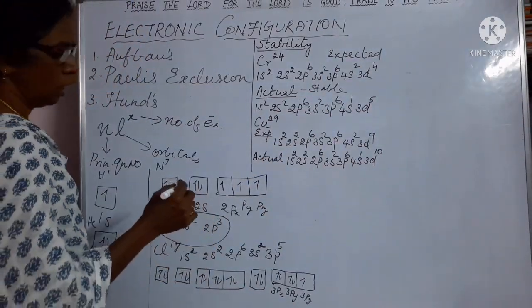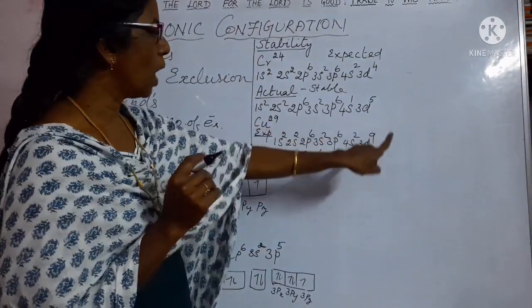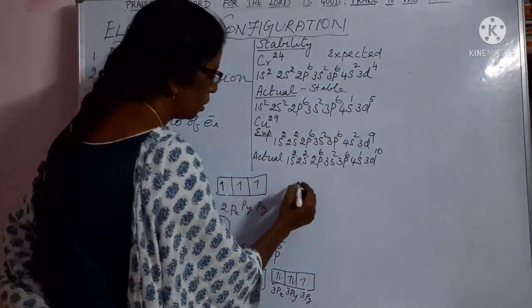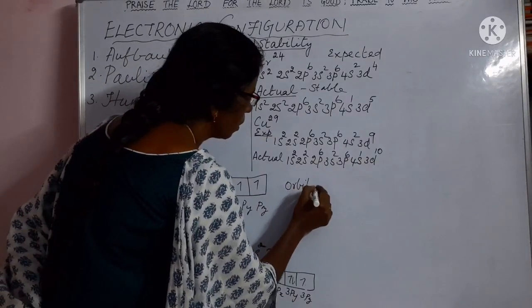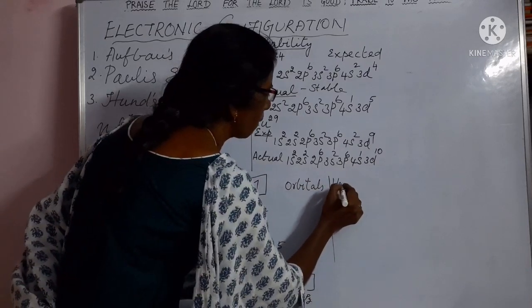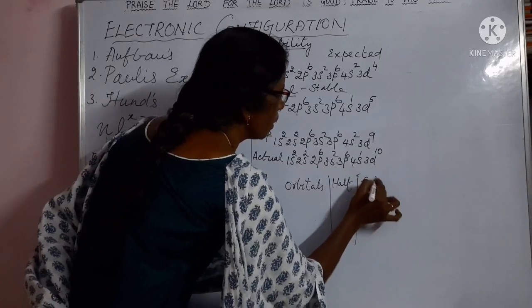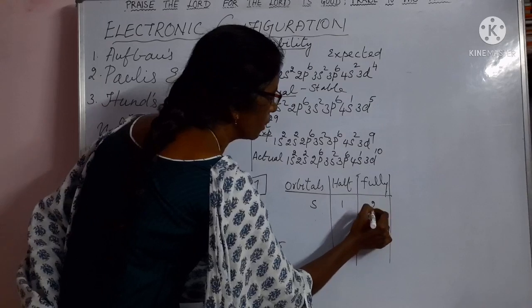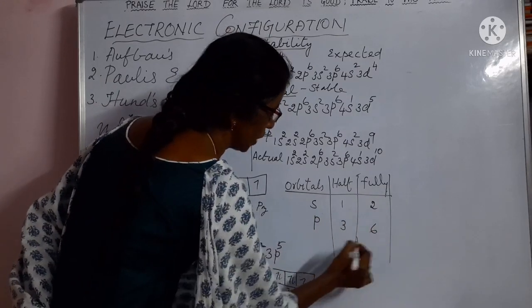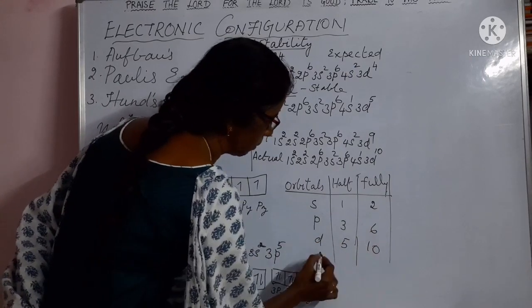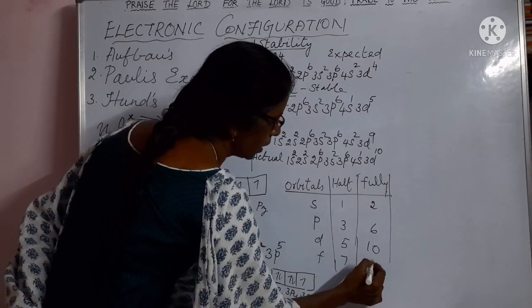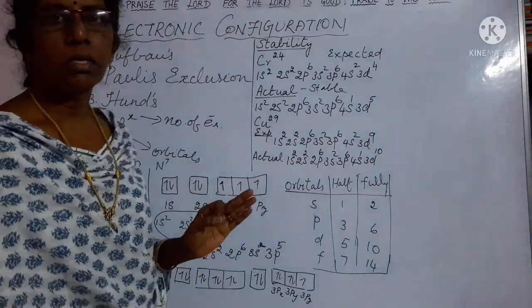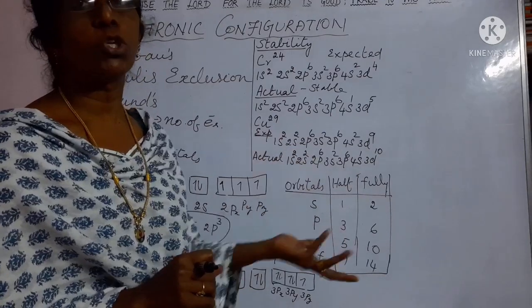So what can we conclude? When the orbitals get either half filled or completely filled, which is called fully filled, both configurations are stable. So the half filled and fully filled orbitals are stable. What are they? For the s orbital, fully filled is 2. For the p orbital, half filled is 3, fully filled is 6. For the d orbitals, half filled is 5, fully filled is 10. For f, half filled is 7 and fully filled is 14. Both half filled and fully filled configurations are stable. Have you all understood?